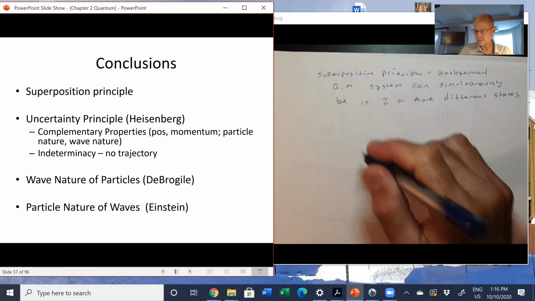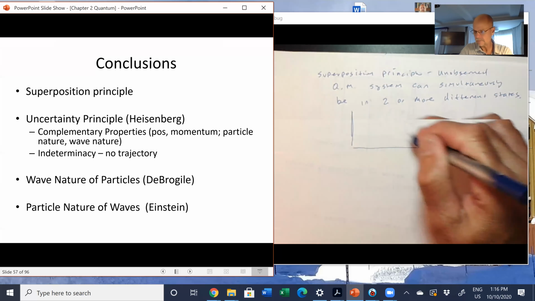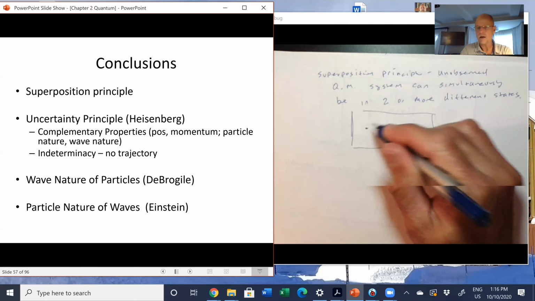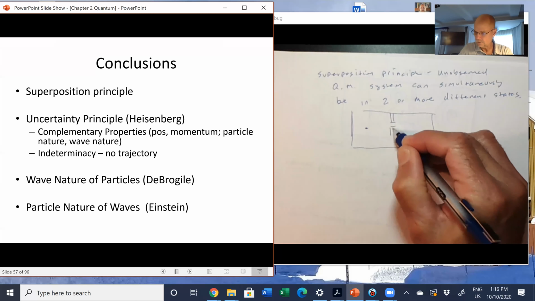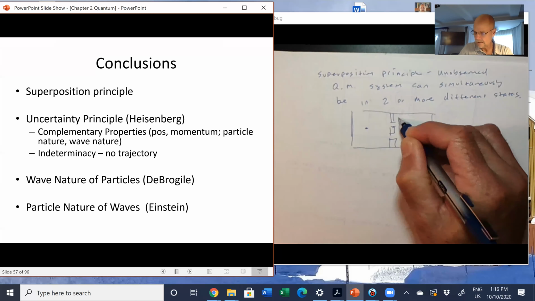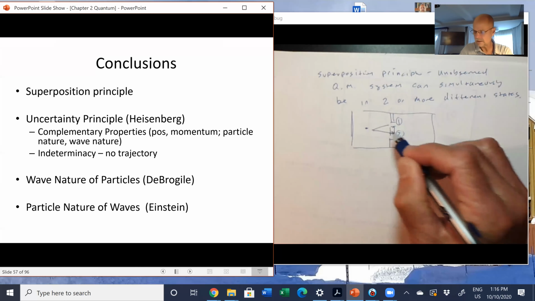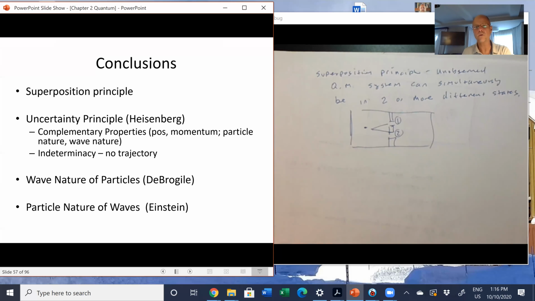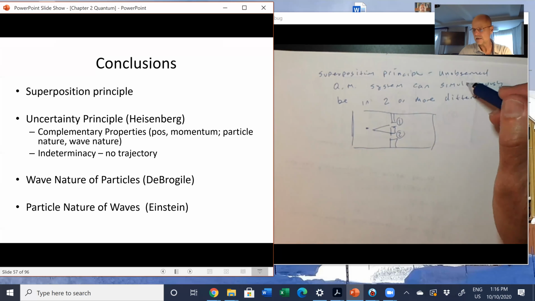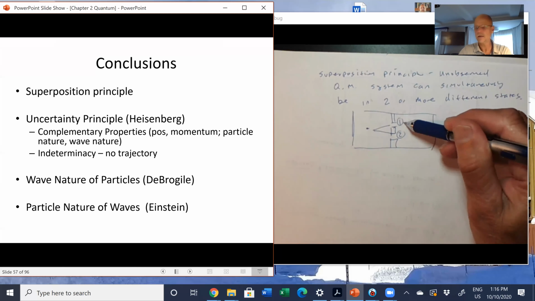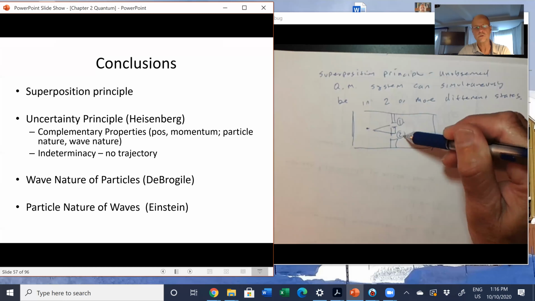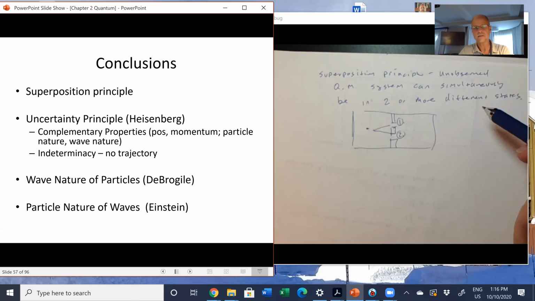So for the double slit experiment, the electron can simultaneously go through hole 1 and hole 2, right? A single electron can simultaneously go through both holes. We say that it's in this superposition of two states, the state of going through hole 1 and the state of going through hole 2, all right? That's the superposition principle.